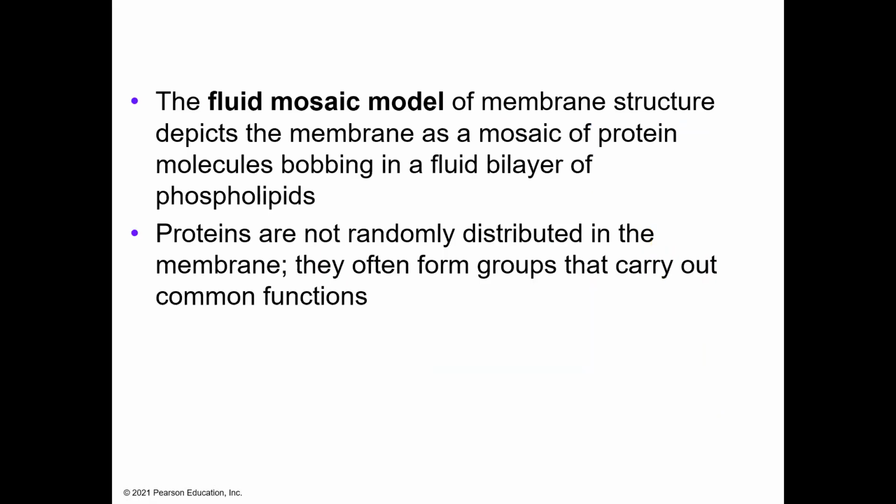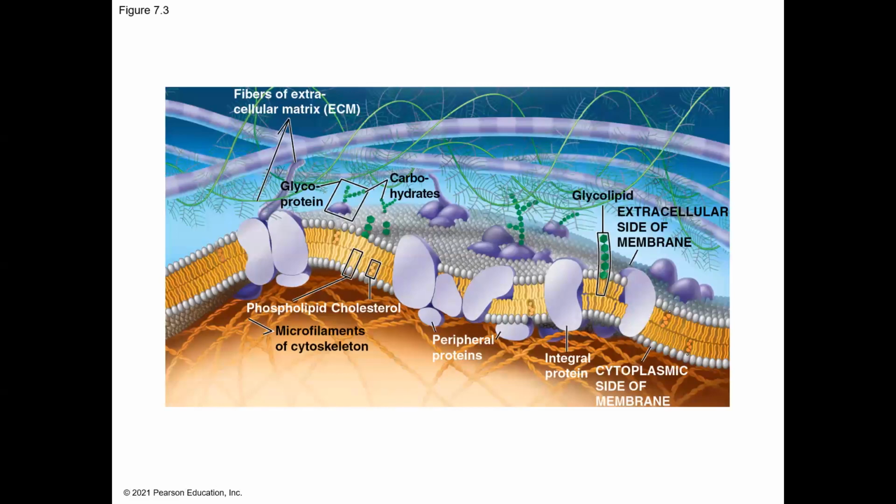Now, the plasma membrane is considered a fluid mosaic model because its membrane structure depicts the membrane as a mosaic of protein molecules bobbing in a fluid bilayer of phospholipids. Proteins are not randomly distributed in the membrane. They often form groups and carry out common functions. However, they're still able to move around and travel within the membrane.